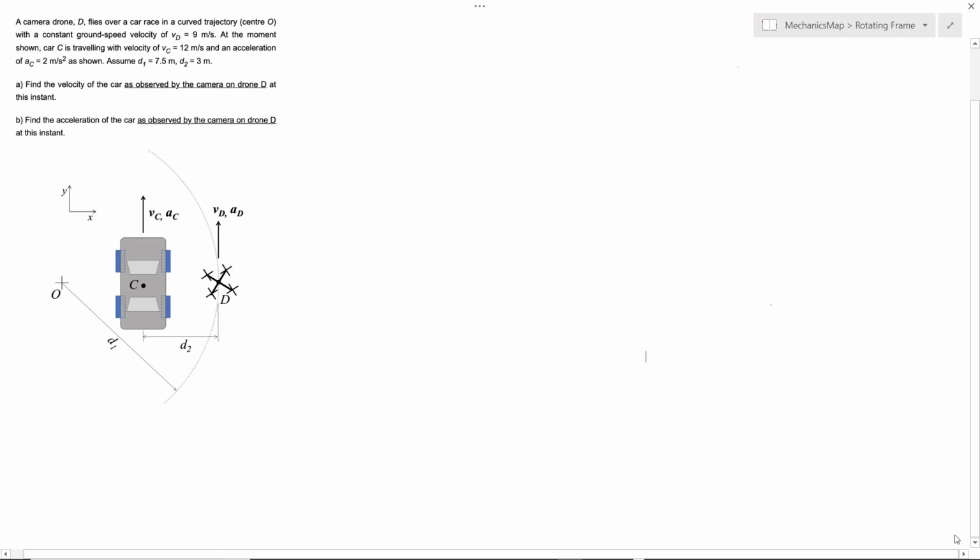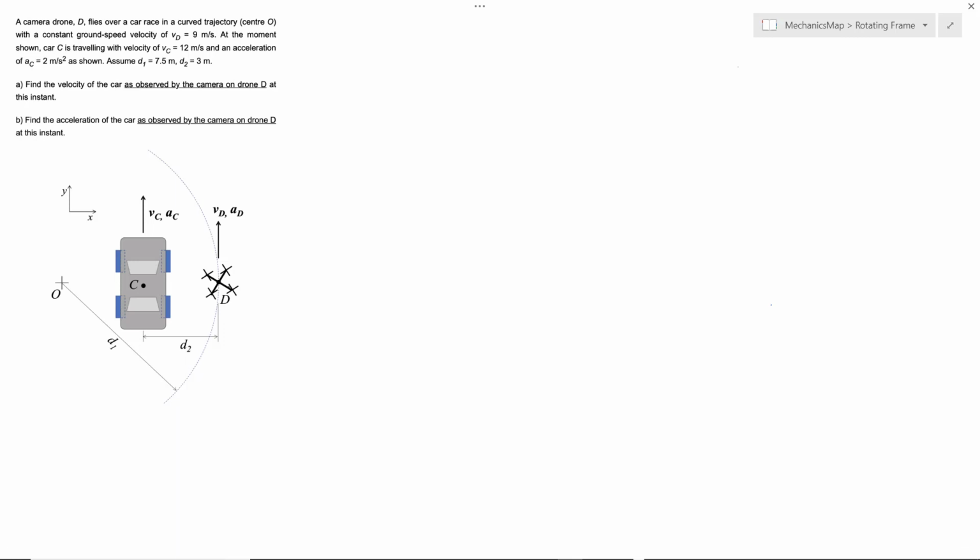So in this problem, we've got a car C that's moving forward with some velocity and acceleration that's known. There's also a drone D that's following a curved path that also has a currently known velocity and acceleration at this instant. We're asked to find the velocity and acceleration of the car as observed by the camera on drone D. So if we were sitting on drone D, how would it look like the car was moving?